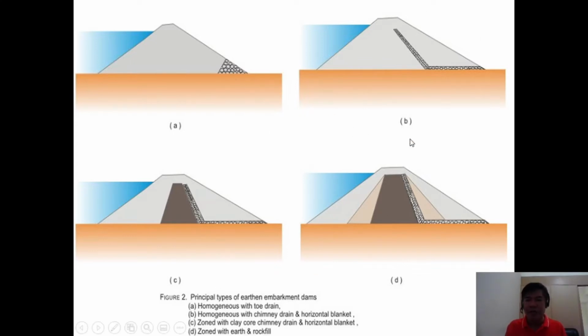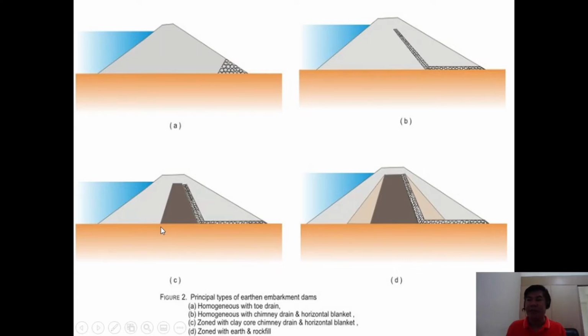The second picture is letter B, upper right. It is still a homogeneous earth dam structure, but this time it has a chimney drain and a horizontal blanket. So the same material for these drains, you can have it this way. You have the chimney drain and you also have your horizontal blanket. The purpose of this is also to minimize the seepage. The figure letter C, in the lower left, is a zoned dam with a clay core. It is from figure B, but it also utilizes a core membrane made of clay.